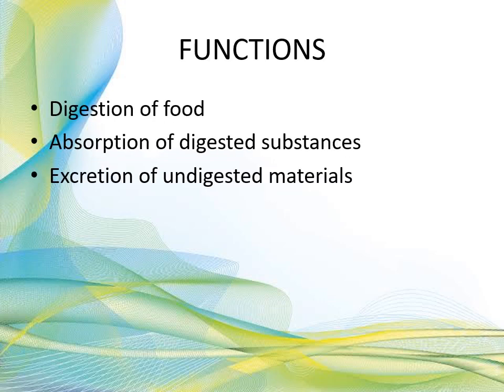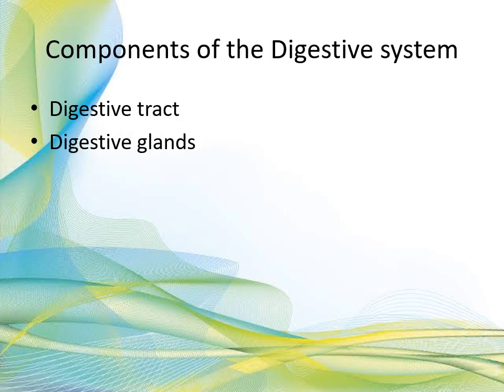So what are the functions of the digestive system? First, for digestion of food, absorption of digestive substances, and excretion of undigested materials. So what are the components of the digestive system? We have the digestive tract and the digestive glands.